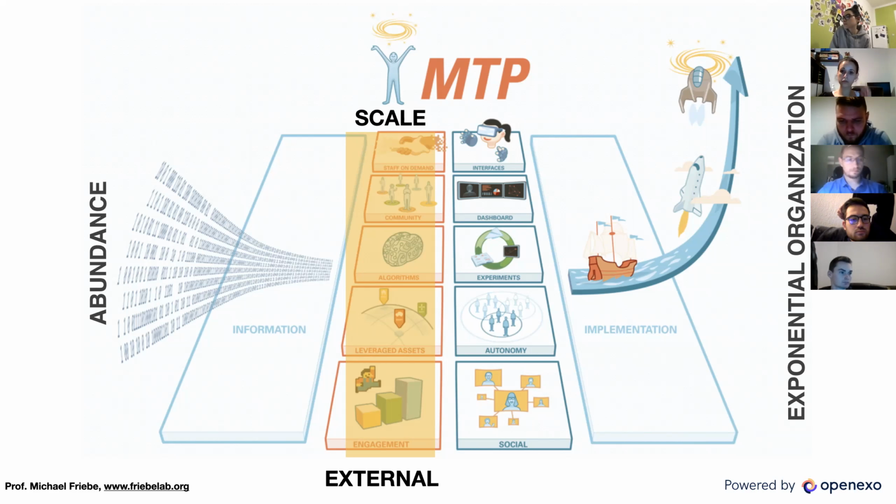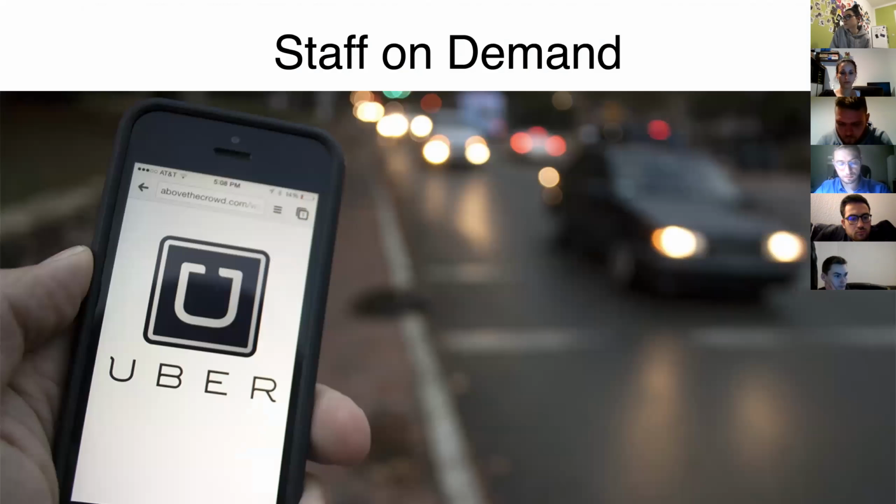Those are the internal. And if you have this in place, and if you have at least 4 out of these 10 in place, you could become an exponential company that can grow and scale significantly more than a normal company can do. So an example for staff on demand is Uber, a quick one.